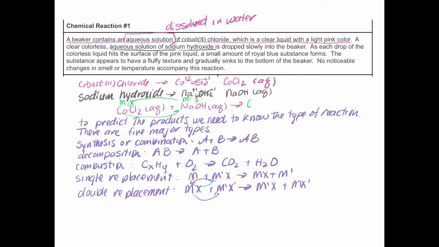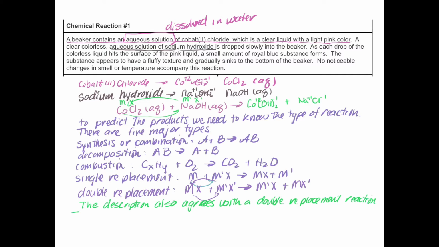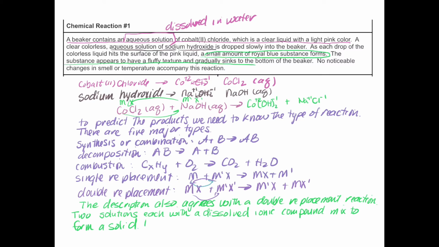So the description also agrees with the fact that this is a double replacement because we've got 2 ionic compounds here, and we're going to form cobalt(II) hydroxide and sodium chloride. The description also agrees because we have 2 solutions with ionic compounds dissolved in them, and then a solid forms in the end. The other ions stay dissociated, and now we need to figure out which one is the solid product, cobalt(II) hydroxide or sodium chloride. And to do that, we'll look at a solubility table.